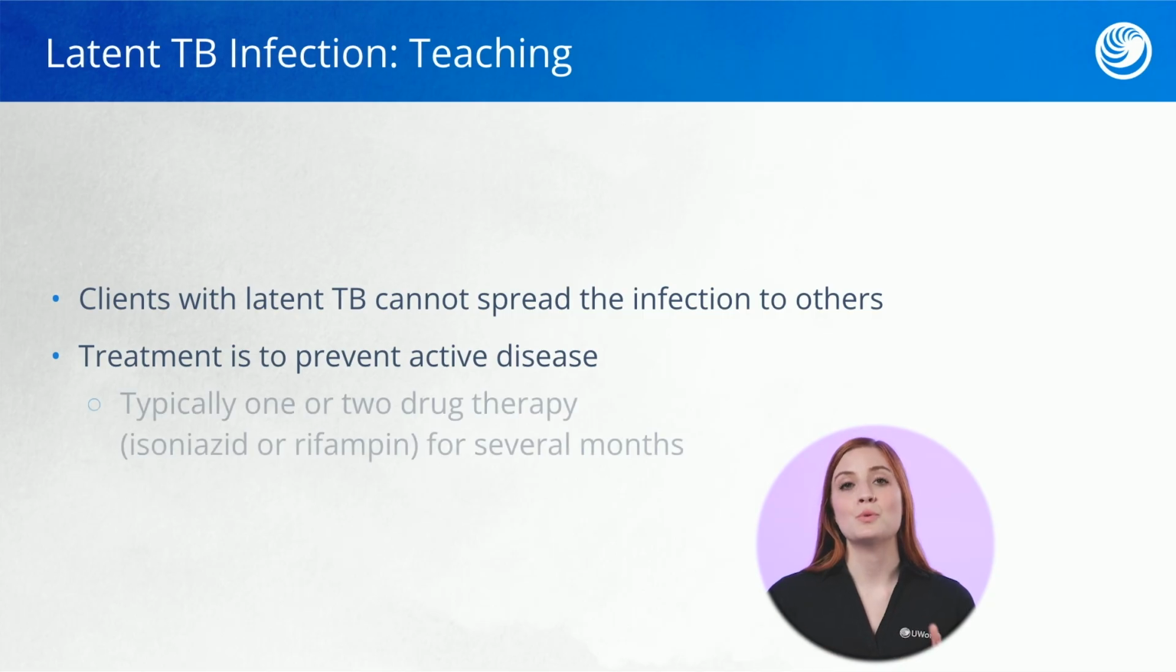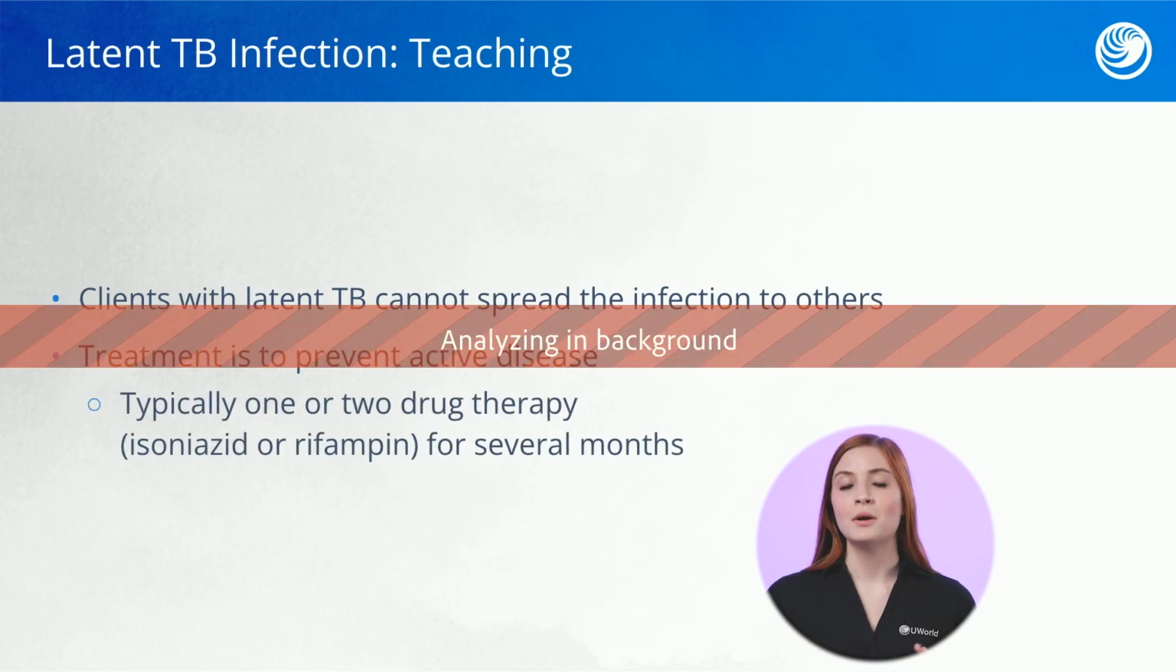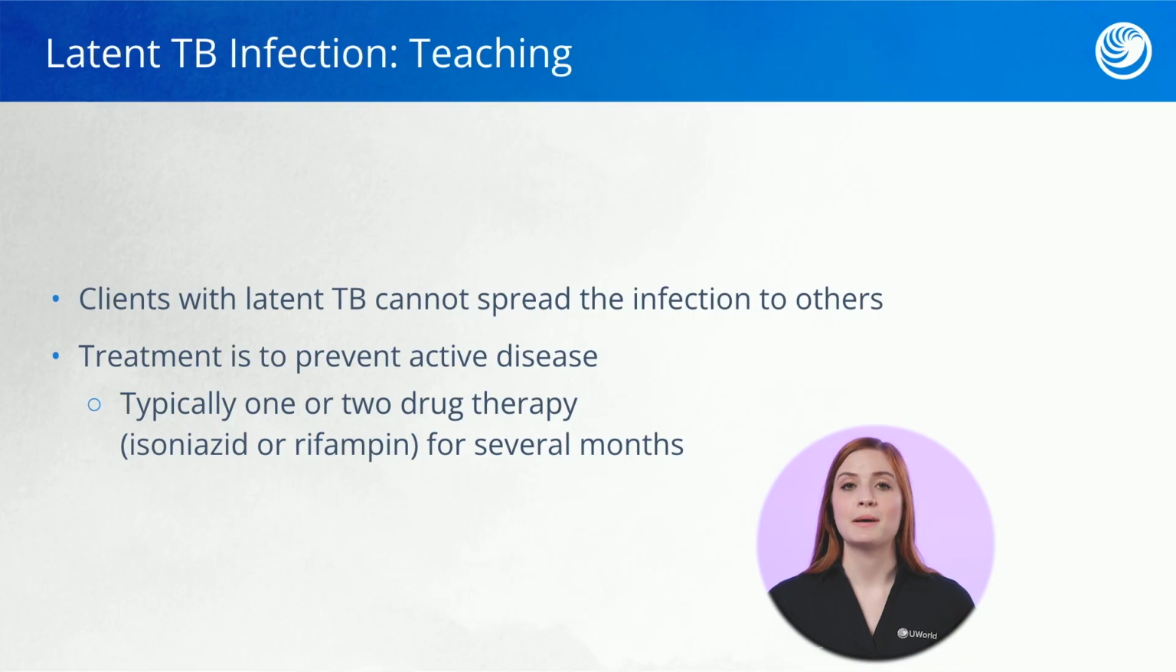We're only going to use 1 or 2 drugs, and it's typically going to be isoniazid and/or rifampin. Remember to still teach the client the same things about rifampin and isoniazid. With rifampin, they're going to have orange secretions, and they need to use backup contraception. And with isoniazid, there's always a risk of liver toxicity.